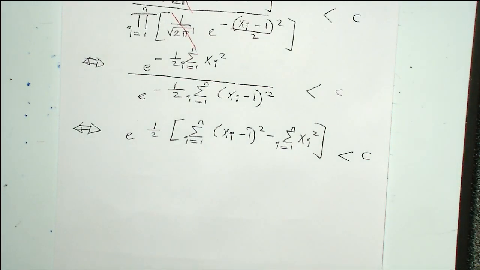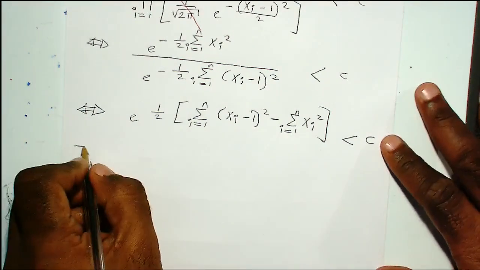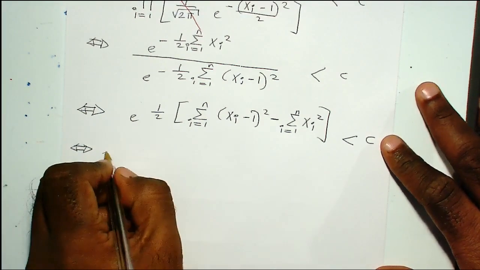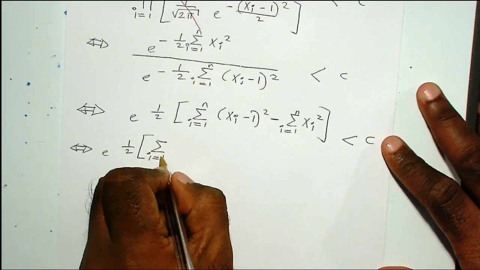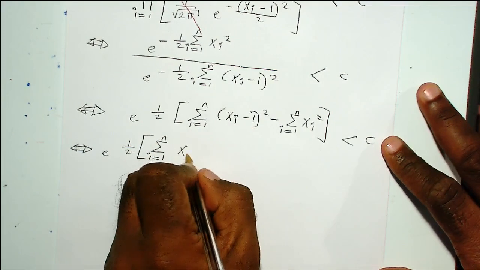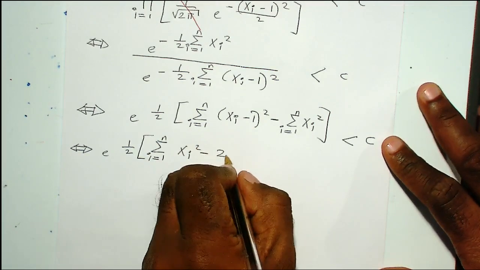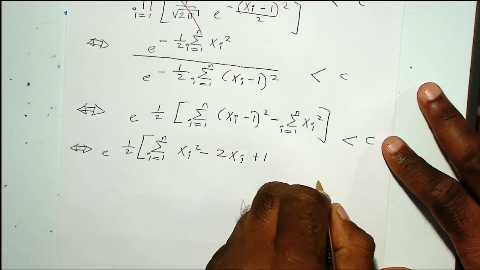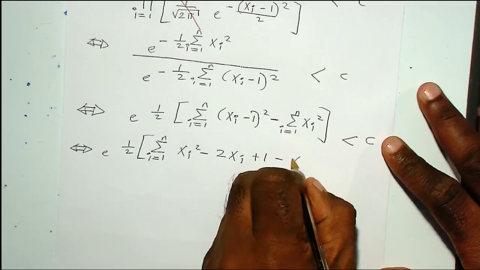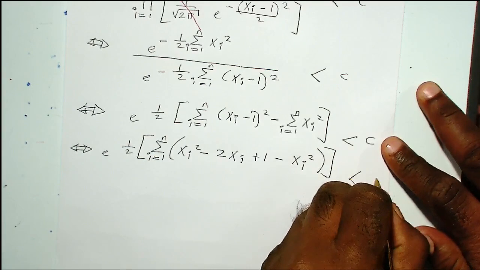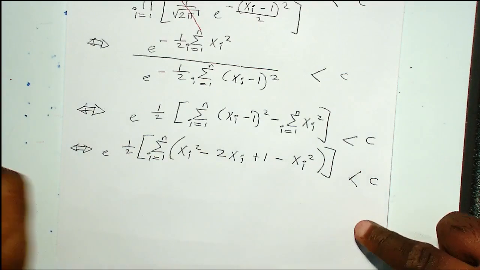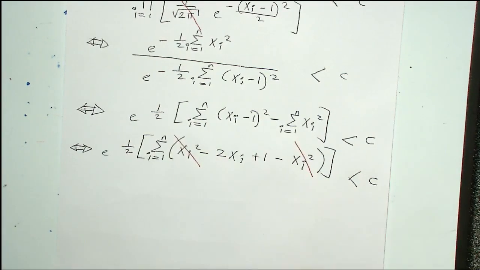Now, open the brackets. If you open these brackets, you get half of xi squared minus 2xi plus 1. And then we have a minus xi squared here too, less than a constant C. Now you see this guy cancels out with this guy.